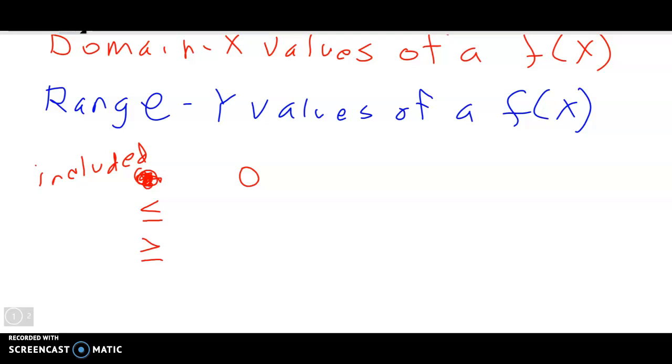The open dot is not included. So when we do the less than and greater than symbol, it does not have the line underneath it. And that's going to be important when we start writing the domain and range statements.